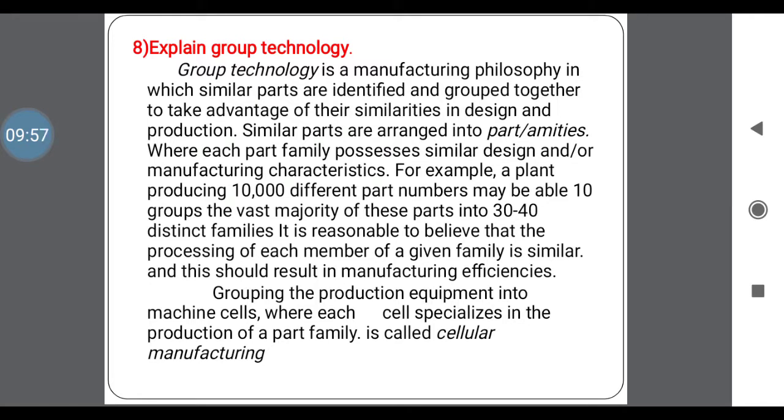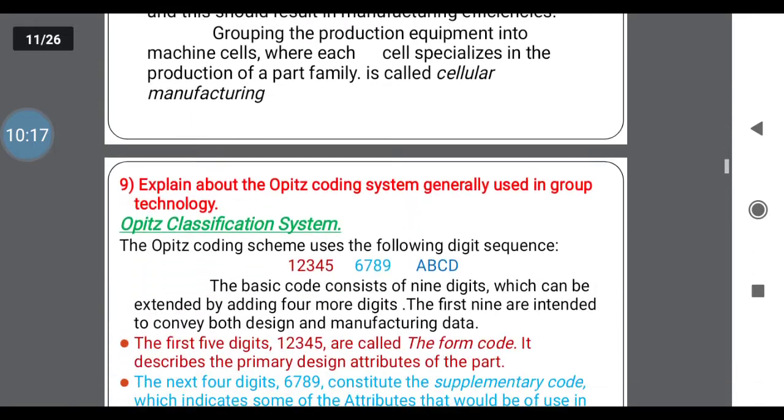In group technology, consider one example: a plant producing 10,000 different parts may be able to group the majority of those parts into 30 to 40 groups, meaning out of 10,000 they make 10 groups. In those 10 groups, they form the groups with respect to similarity in their design, not product or analysis.